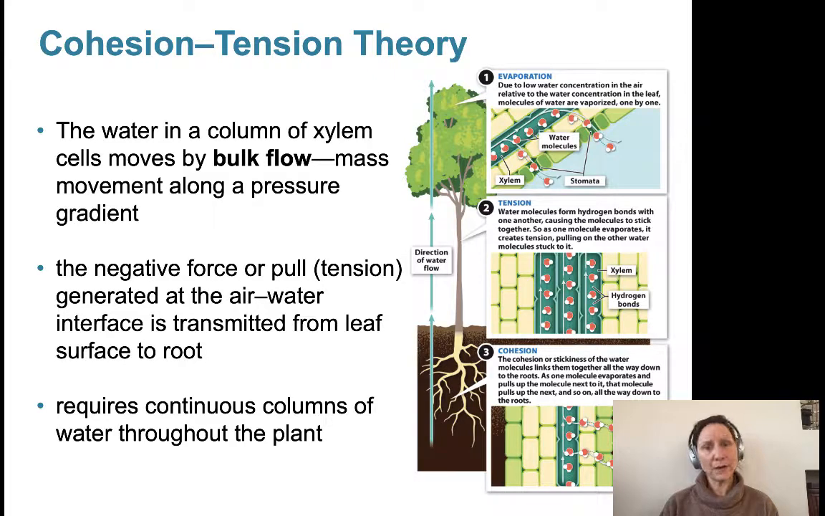Now, in order to do that, that's going to require a continuous column of water throughout the plant. So if you recall, I showed you those tracheids and vessel elements. Those cells are one on top of another, and they're full of water going all the way up from the roots to the leaves.